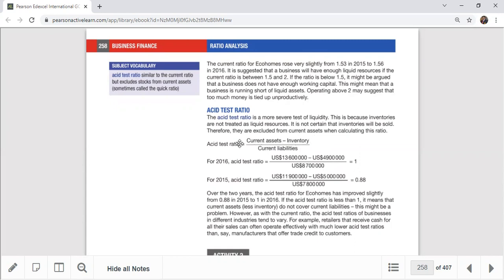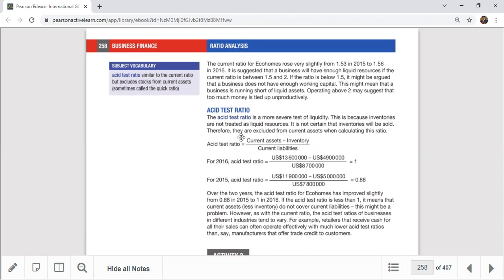That equals the acid test ratio. Then we can quickly find out how much money we have to settle the current liabilities, because in many organizations inventory makes up a huge part of the current assets. So here we remove the inventory section from the current assets and divide by the current liabilities. The acid test ratio is similar to the current ratio but excludes the stocks from current assets, and is sometimes called the quick ratio.